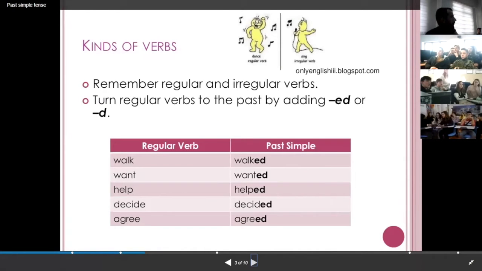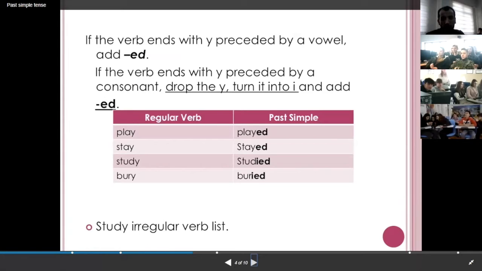As you may know, we use some regular and irregular verbs in past simple tense. The easiest way, as I told you before, is to learn the irregular verbs. And you can say the rest of the verbs are regular and you need to add ed for the regular verbs. And we have some structures, you know, when the verb ends with y, we need to omit it and then add ied to the end of the verb.